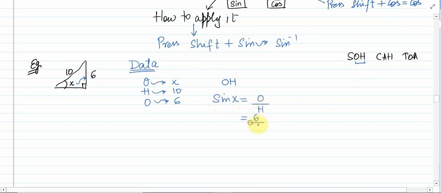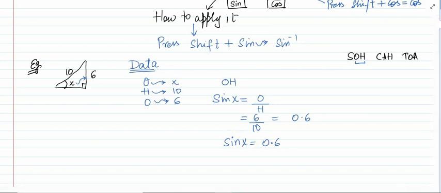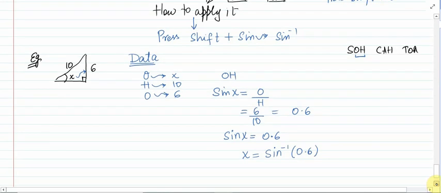It will be sine of angle, unknown x, equals opposite divided by hypotenuse. Opposite is 6 and hypotenuse is 10. So 6 over 10 is 0.6. So now our equation is sine x equals 0.6, right? To find the value of x, we need to shift sine to the right side, and for that purpose we can write x equals sine inverse of 0.6, right?